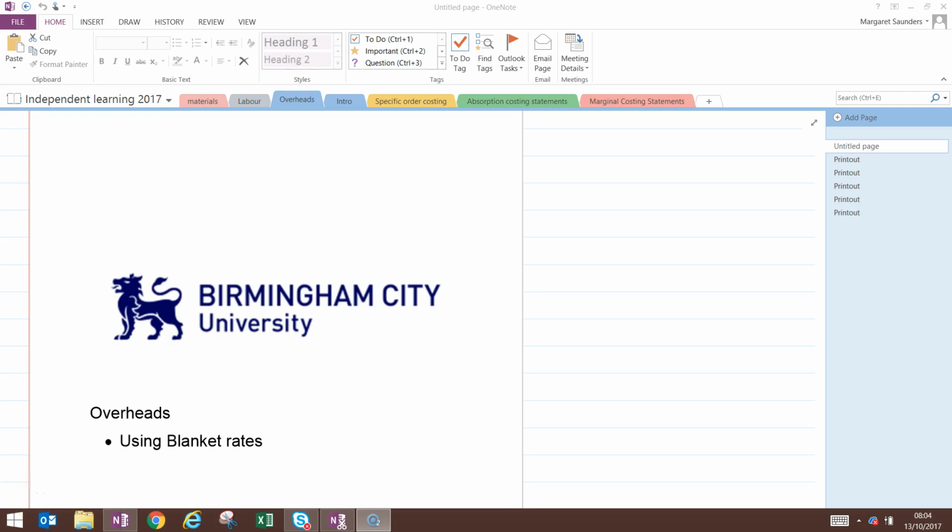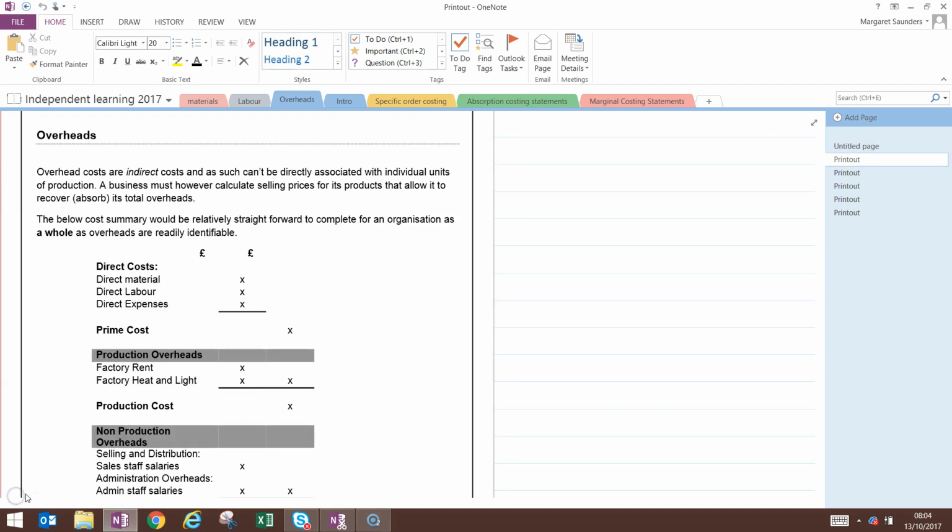Hello. In this recording we're going to be looking at overheads and how we can calculate overhead absorption rates using blanket rates. Overhead costs are indirect costs, and as such they can't be directly associated with individual units of production. However, a business has to calculate selling prices for its products, and those selling prices are based on the total cost of producing the product, which has to incorporate the overheads.